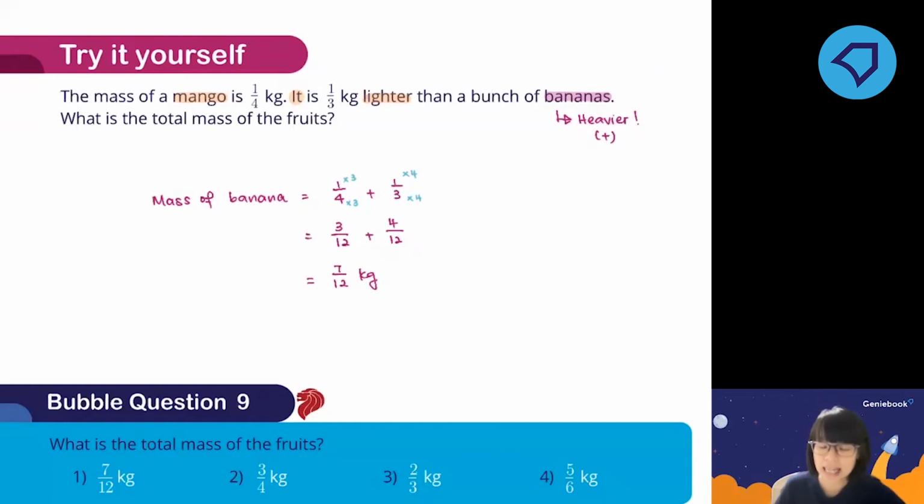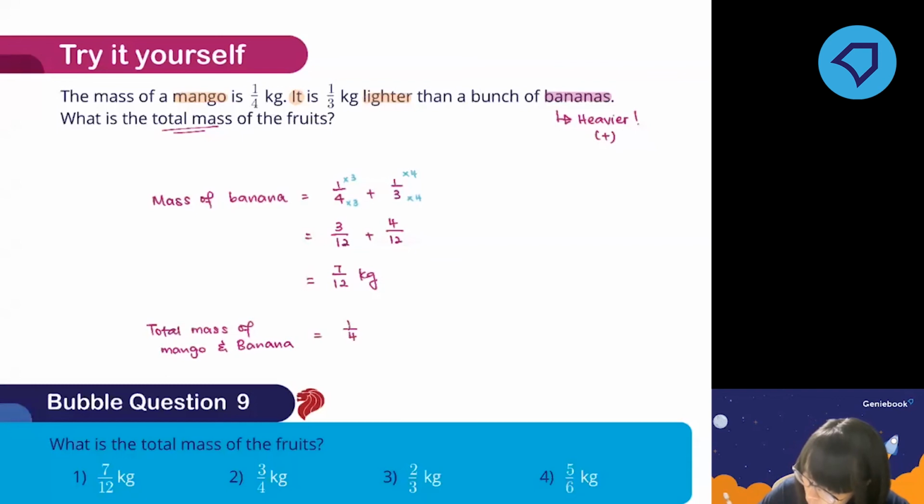The question is asking for the total mass of the fruits. Total mass of the fruit. So we need to take the mango plus the banana. So we want to find total mass of mango and banana. Okay, so take the mango, which is 1/4 kg, plus the banana will be 7/12 kg. And what do you guys get?